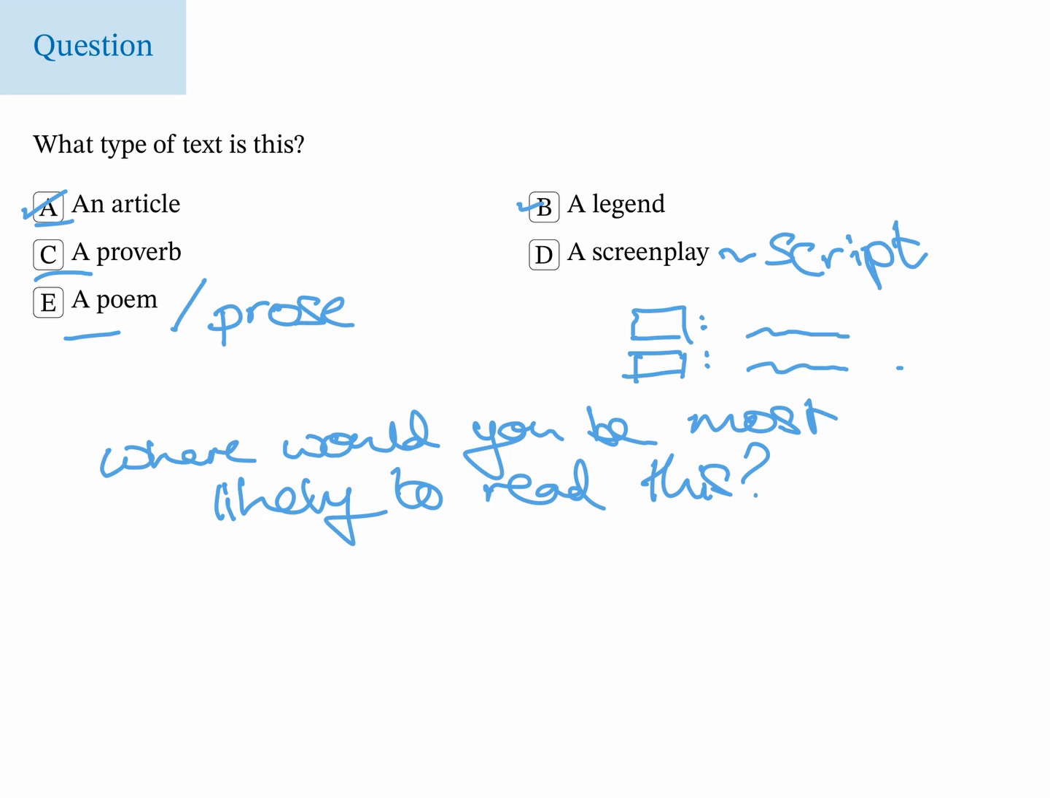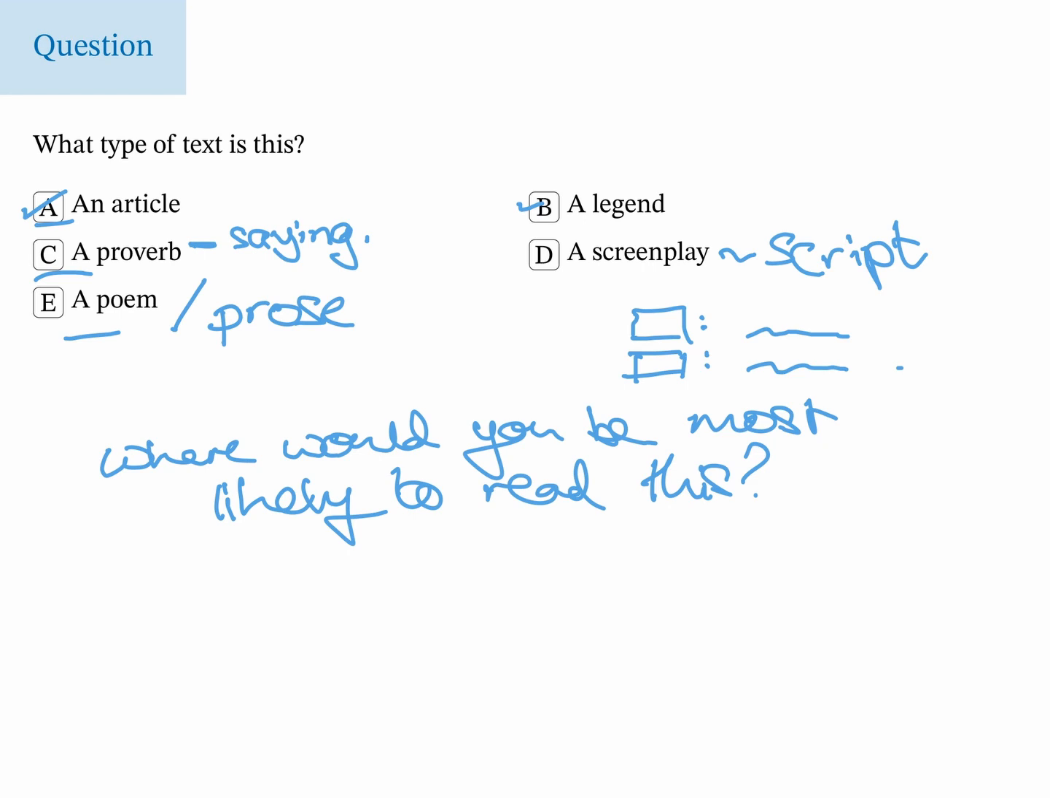A proverb is a kind of moral saying, but it's usually very short, just one sentence or perhaps two. For example, I don't know if you'll know this one, a stitch in time saves nine. That's what your grandmother might say if she's very old. A proverb is a very short folk saying. So we know this is not a proverb, it's very long.